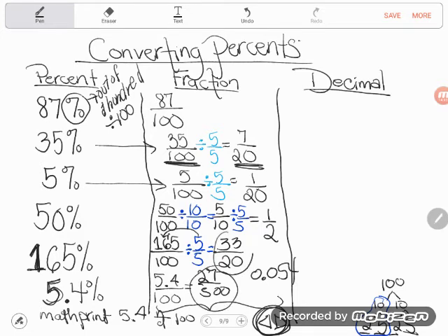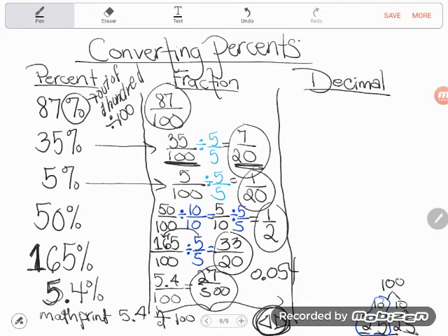So really easy to turn a percent into a fraction, just put it over 100 and reduce if you need to. Again, just put it over 100 and reduce if you need to. Percent literally means out of 100. So you say, well, then how's that relate to decimals?